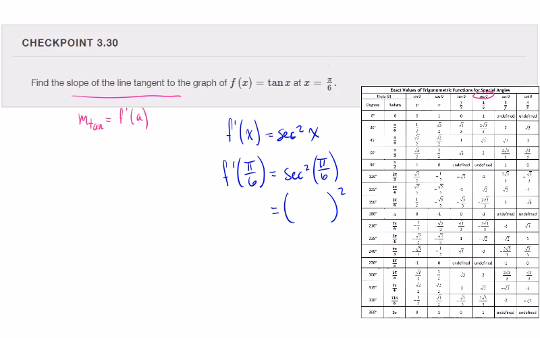Good, if you got secant of pi over 6, you should have gotten 2 root 3 over 3. Good, and then we can just simplify that. So we're going to square everything, right? So we're going to square the 2, that becomes a 4. We're going to square the root 3, that becomes a 3. Then we're going to square the 3 on the bottom, that becomes a 9, right? So we end up with 12 over 9, and we can reduce that to 4 over 3. And so that's the slope of our tangent line. It's f prime at pi over 6, and it's also the slope of the tangent line at pi over 6, right?